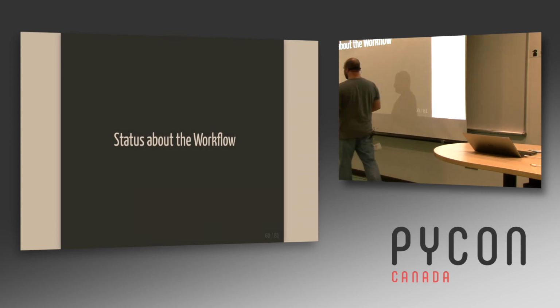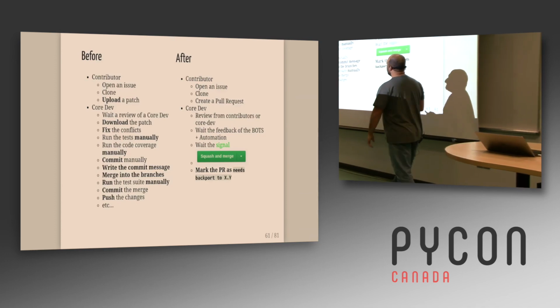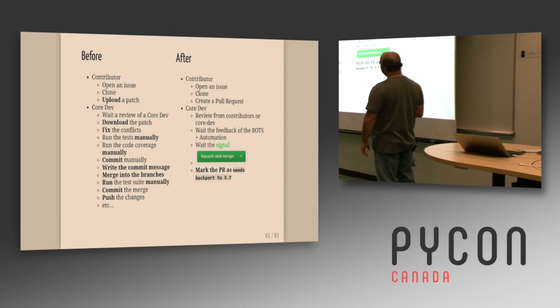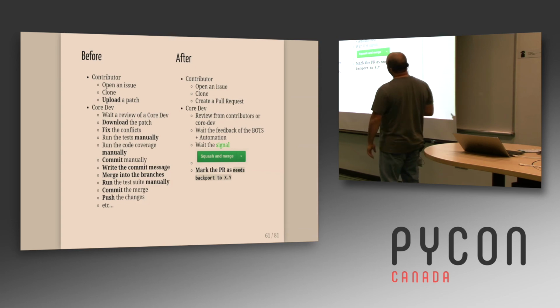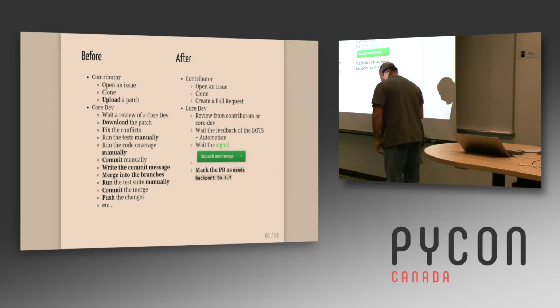So, status about the workflow. Firstly, before, you can see the checklist. I am a contributor: I need to open an issue, clone the repository, upload the patch. For the core dev: wait for a review, download the patch, fix the conflict, run the test, run the code coverage, commit manually, write the commit message, merge in the branch, run the test, commit the merge, purge the branch, etc.